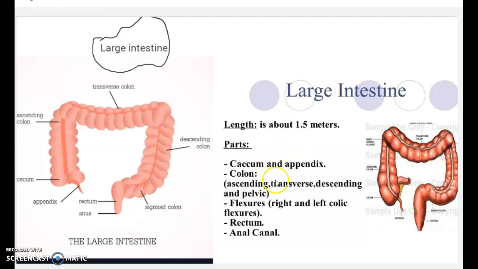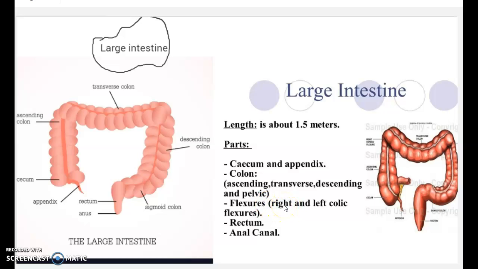Now see the overall parts of the large intestine. The large intestine is about 1.5 to 1.8 meter long. The different parts are named cecum, appendix, and colon. The colon is further divided into ascending colon, transverse colon, descending colon, and sigmoid colon, which is also called the pelvic colon. There are also three flexures present in the large intestine.